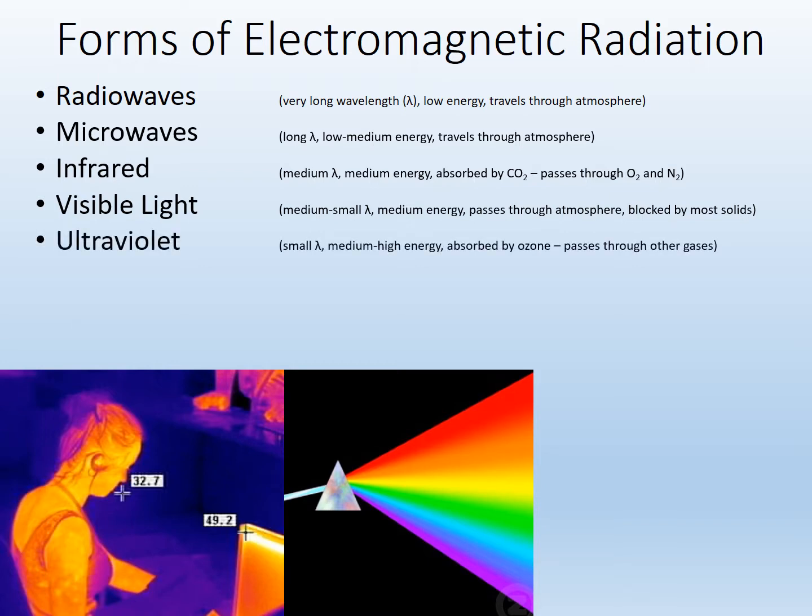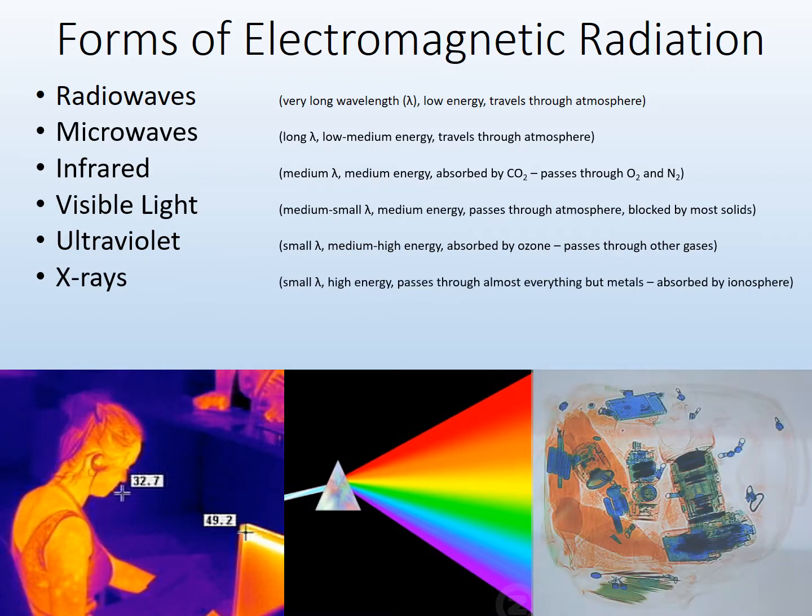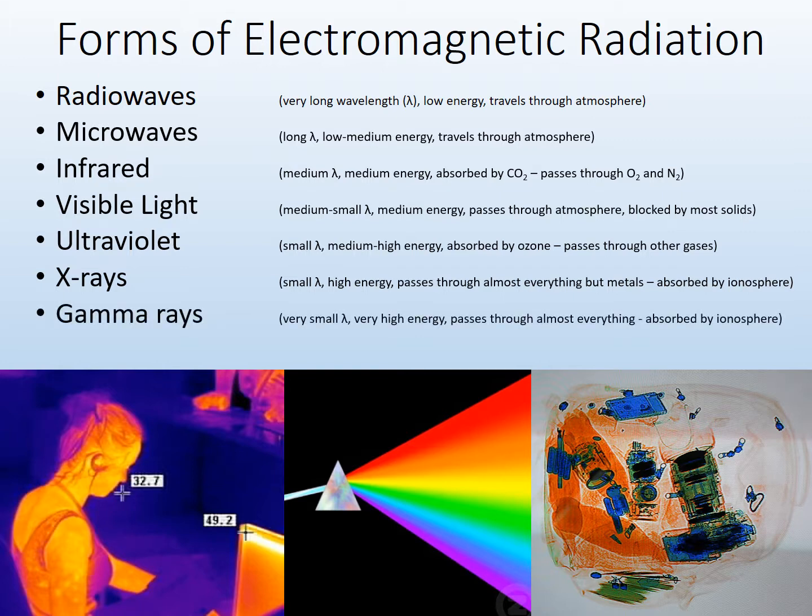ultraviolet radiation, which is high energy radiation that's absorbed by the ozone layer, extremely high energy radiation like X-rays, which can pass through most things except for metals, and then the most dangerous of all of them, which is the gamma rays.